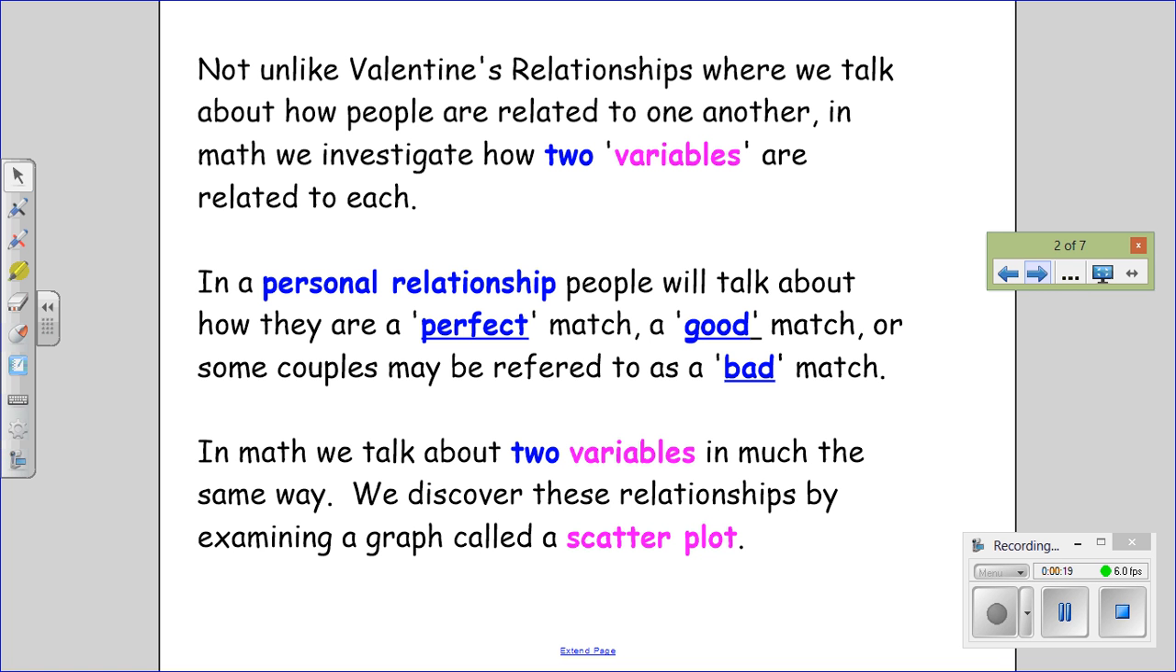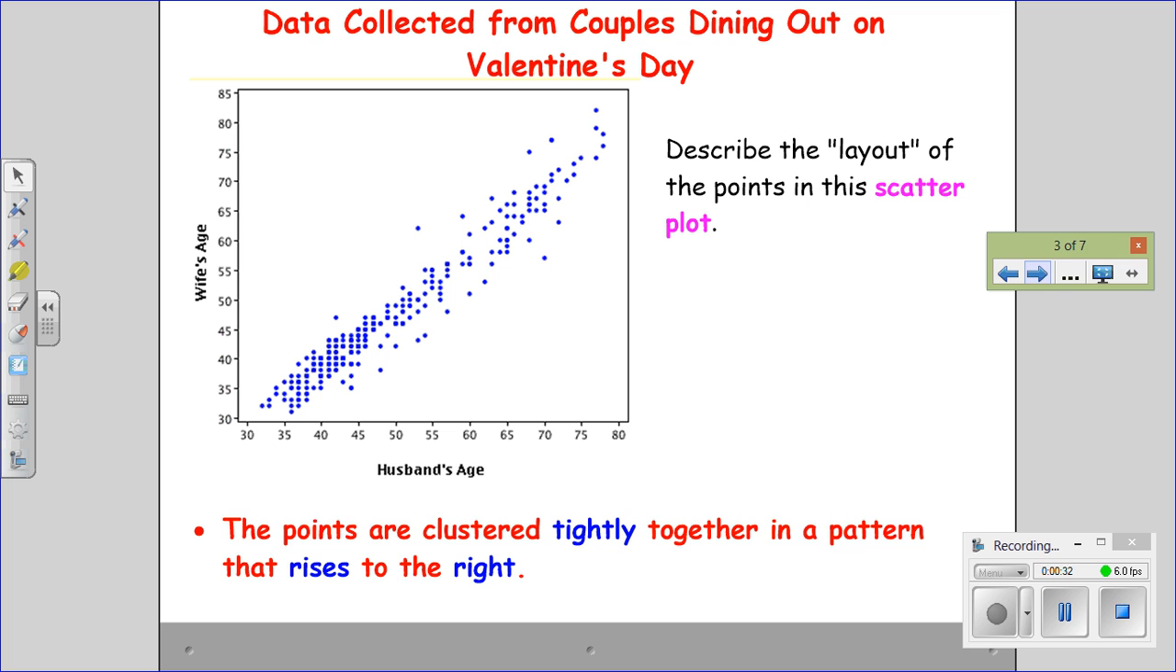In those personal relationships, you look and say, oh, they're a perfect match. Oh, they're a good match, or oh, those two are a bad match. In math, we can talk about two variables in much the same way using a scatter plot.